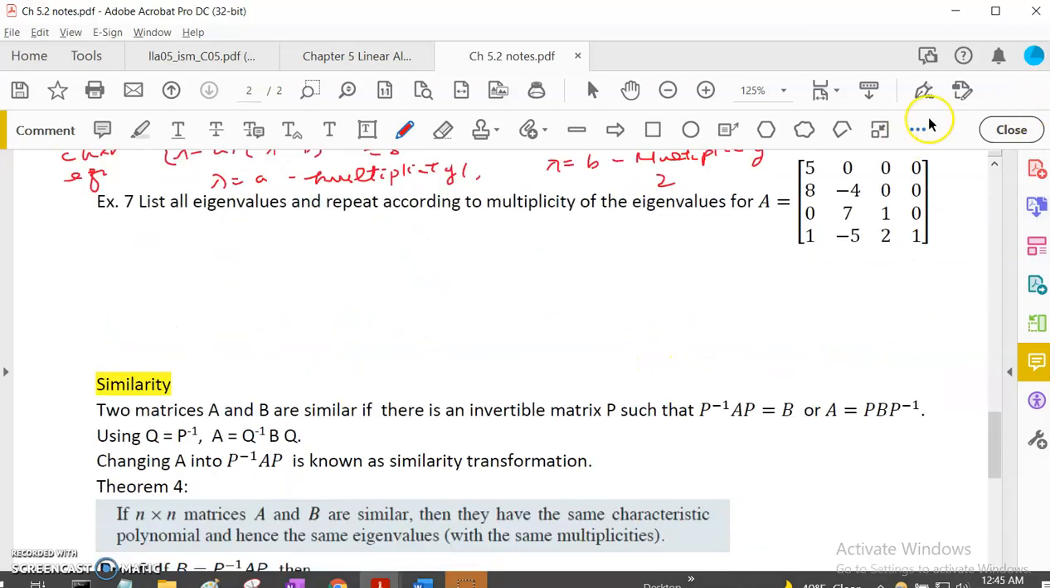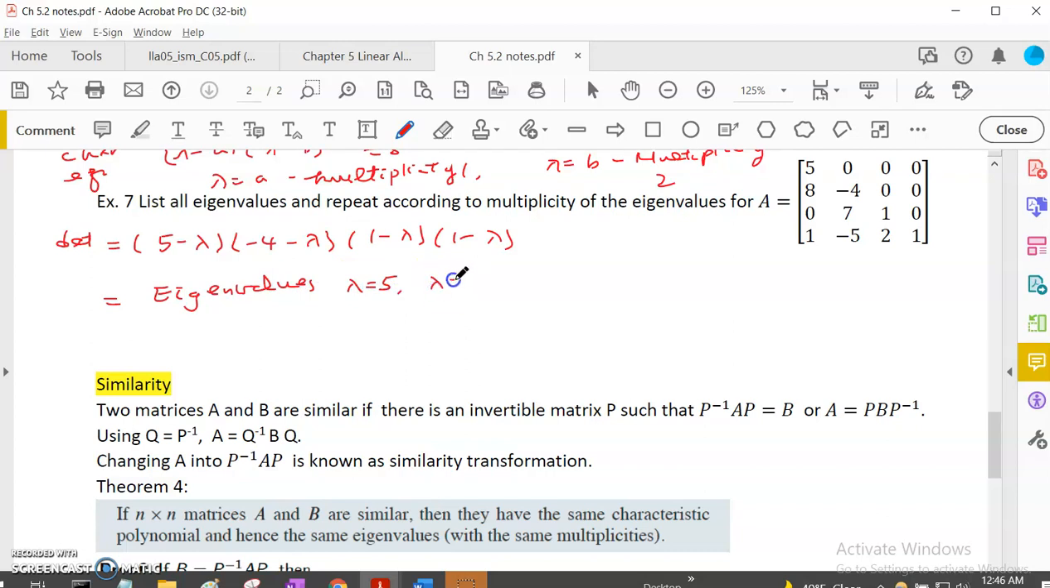So let's do the last one. Find all the eigenvalues. You can see that this is an upper triangular one. So the determinant is actually equal to 5 minus lambda times negative 4 minus lambda times 1 minus lambda squared. So what are all the eigenvalues? The eigenvalues are lambda equal to 5, lambda equal to negative 4, lambda equal to 1.